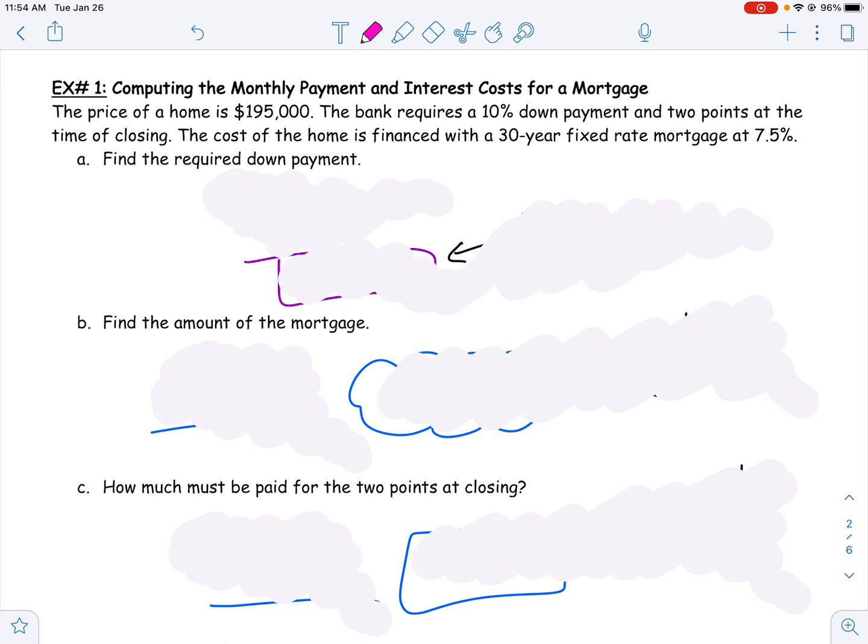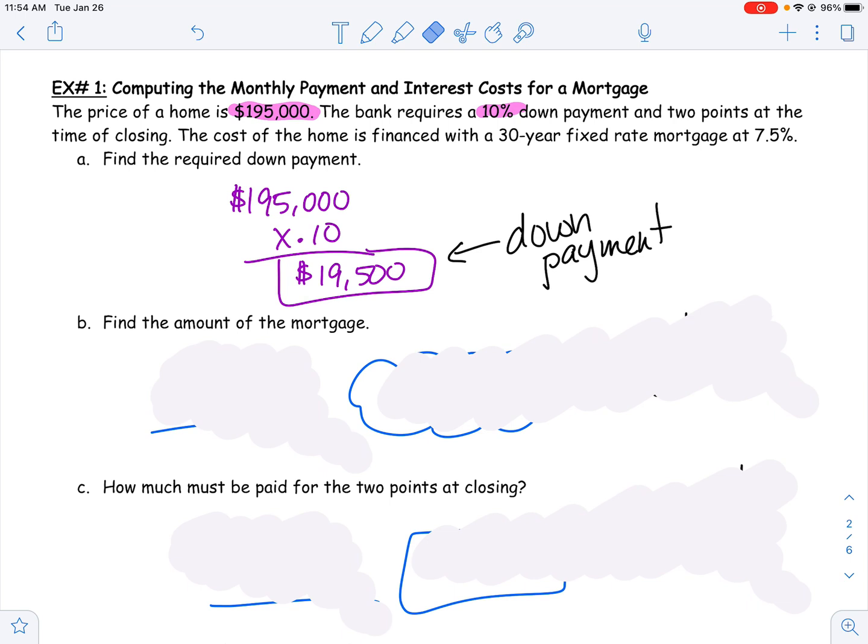It's asking us to do a couple things. The first one is to find the required down payment. Remember, it says here that the down payment is 10%. That's 10% of the price of the home, 10% of $195,000. So we need to figure out what 10% of $195,000 is by taking that $195,000 and multiplying it by 10%, or 0.10. That'll give us our down payment. So before you can even qualify to get this home, you need to make sure that you have $19,500 to put down as your down payment.